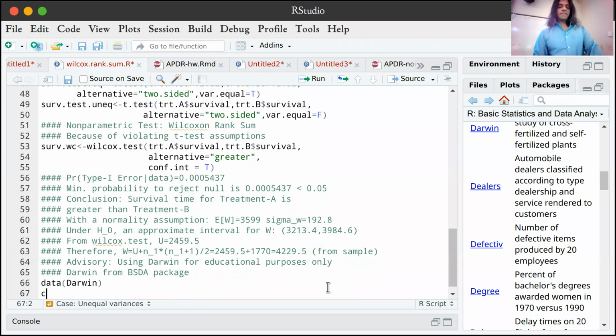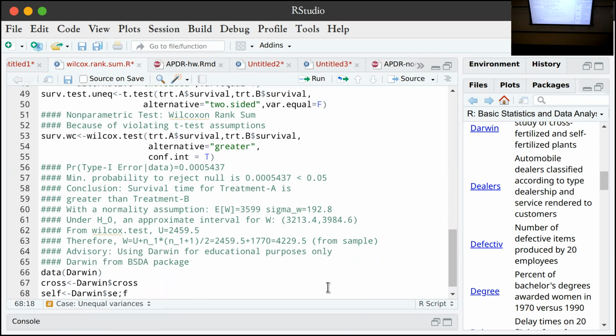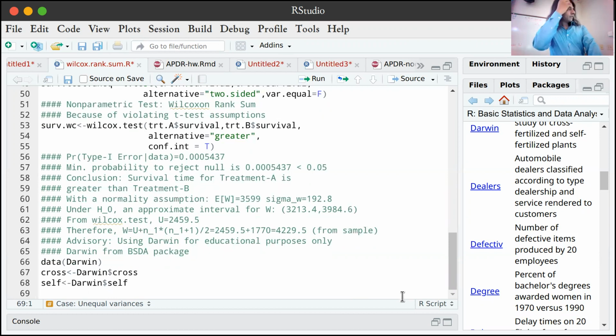So one is cross-fertilized, the other self-fertilized. The nice thing about R is that it gives us the option to do left tail, right tail, or two tail. Again, on an exam, your job is to interpret the data, or interpret summaries. So we do a two-tail test?